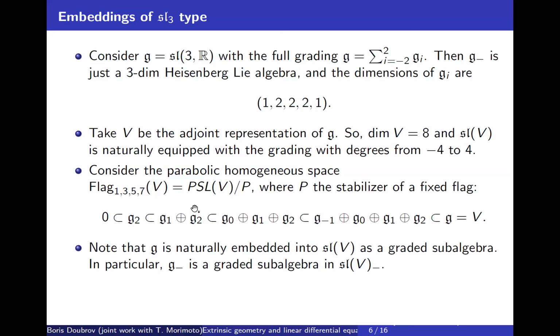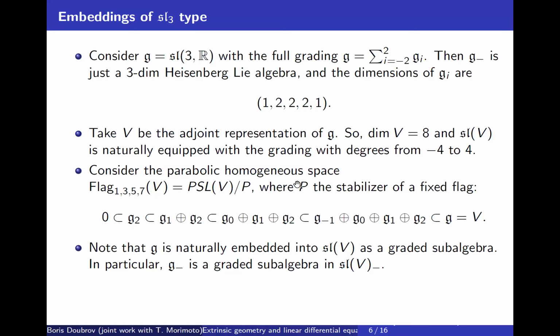Yes, and of course, G itself, so SL3, is embedded now in SLV. SLV is 63-dimensional, so it's 8 by 8 minus 1. This 8-dimensional G is embedded into SLV. And G minus also becomes a negative part, lies as a graded subalgebra. It's a negative part of SLV. But the dimension of G minus is 3, while SLV minus is, well, difficult to compute.